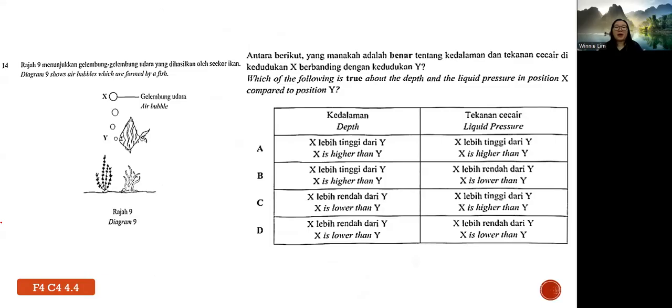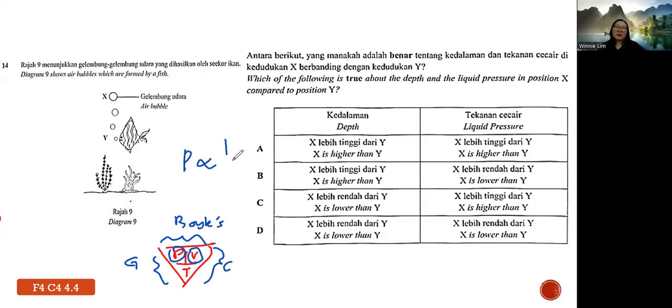14. Diagram 9 shows air bubbles which are formed by a fish. Which of the following is true about the depth and the liquid pressure at position X compared to Y? So this question involves two contexts. One is under gas law, and another context is under liquid pressure. For gas law, you use P, V, T, and the three respective sides are actually three different laws. In this context, this is Boyle's law, where they involve the idea of pressure and volume. Generally, pressure is inversely proportional to volume.